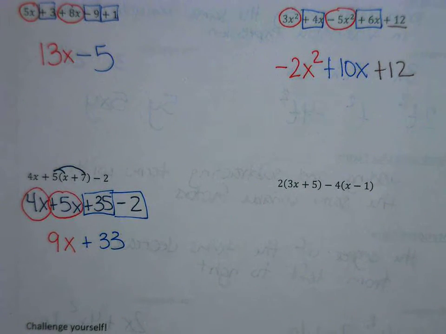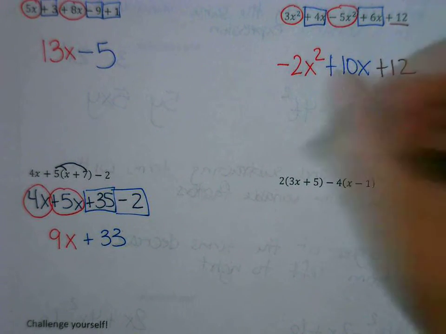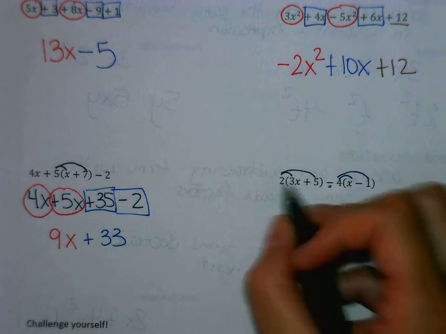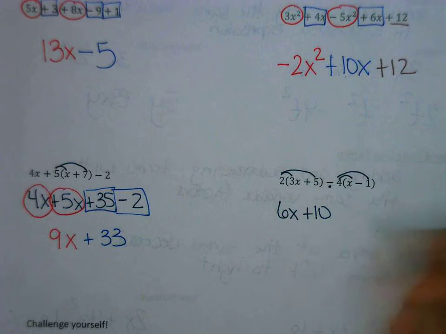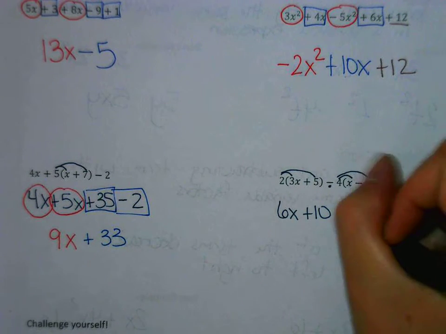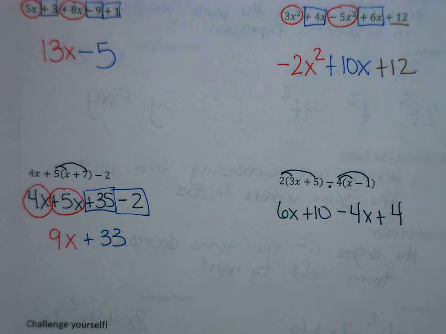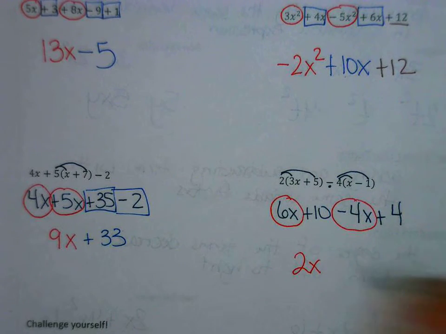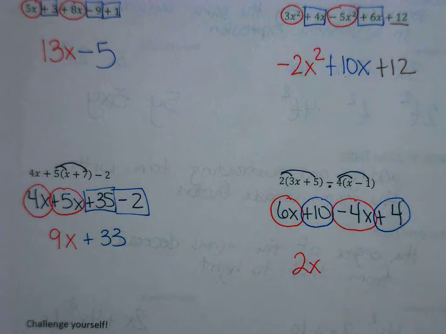Alright, let's take a look at this last one. We have two distributions we have to do. The 2 and the negative 4. So 2 times 3x is 6x. 2 times 5 is 10. Negative 4 times x is a negative 4x. Negative 4 times a negative 1 is a positive 4. So now that we've distributed, we can combine like terms. 6x and a negative 4x combine to be a 2x. And then we have a positive 10 and a positive 4. Those combine to be positive 14, and this is in standard form.